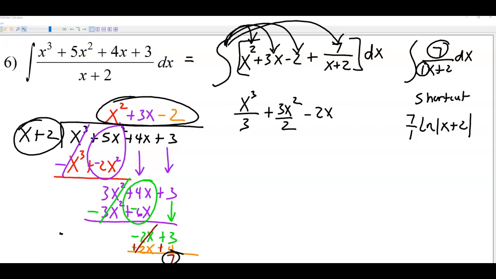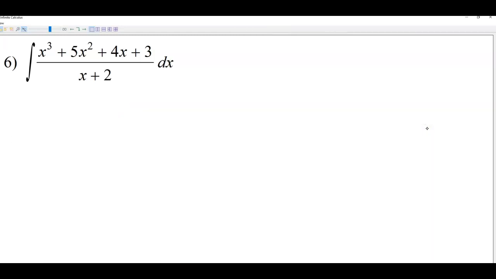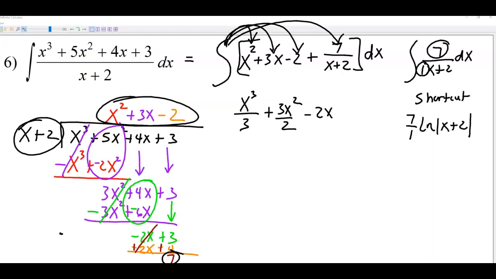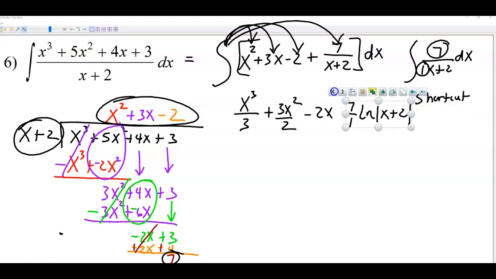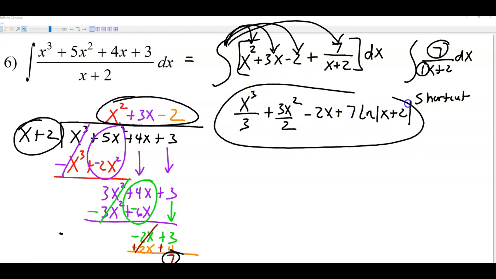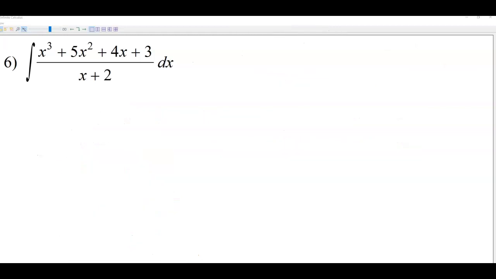Let's see if I can drag that. Nope, it disappeared on me. Where did that go? We can just put that right there. We're going to make that a plus. And we probably don't need to have this written as 7 over 1. We could probably just have a plain old 7 there. But that would be it. Okay, so that's the long division method.